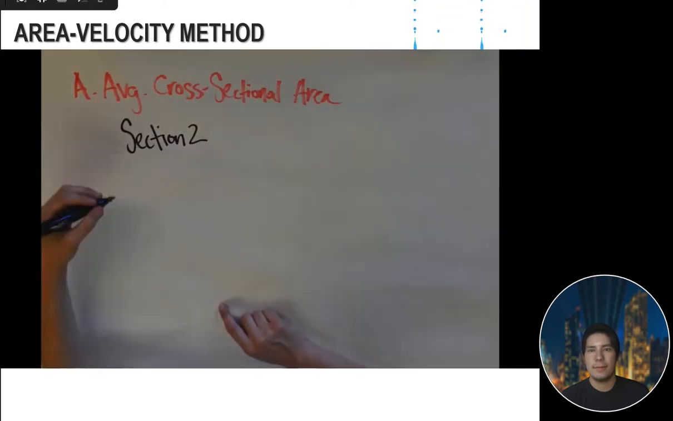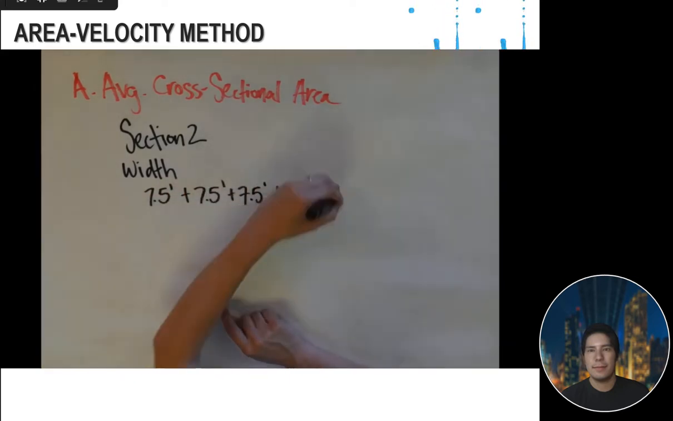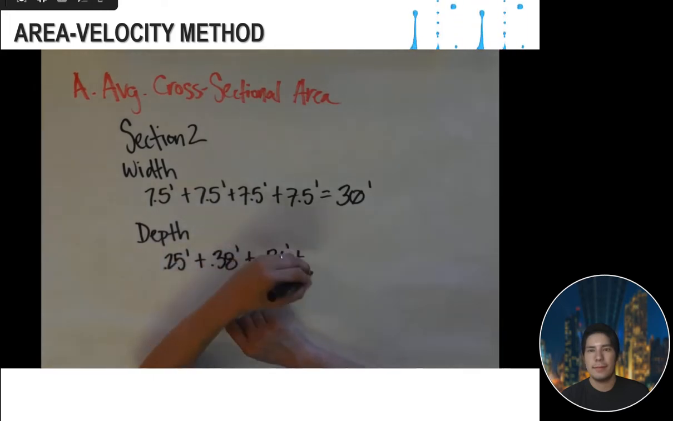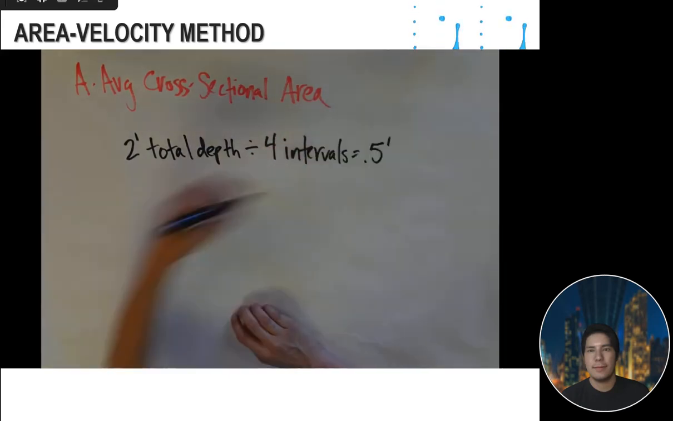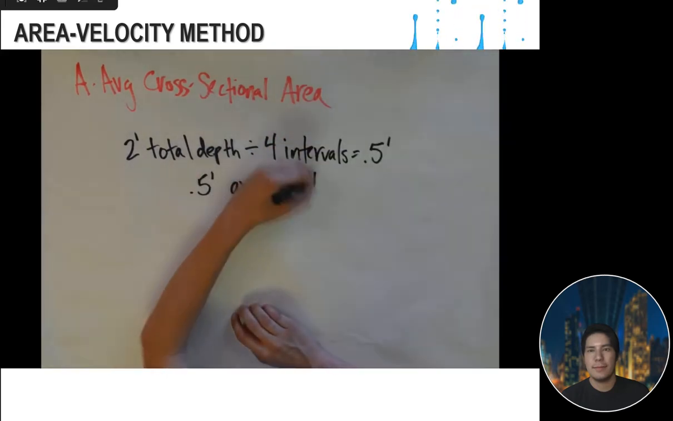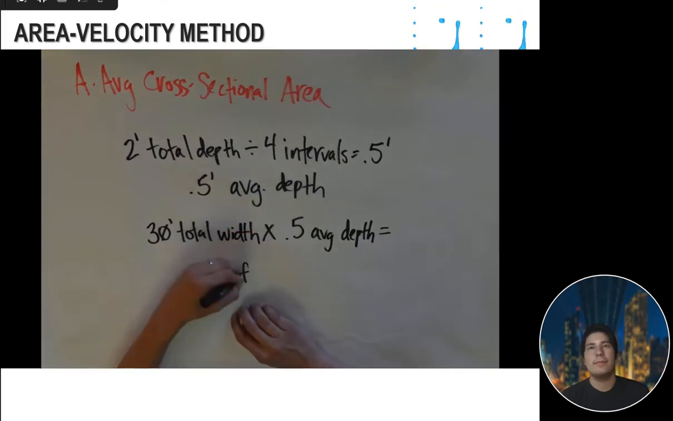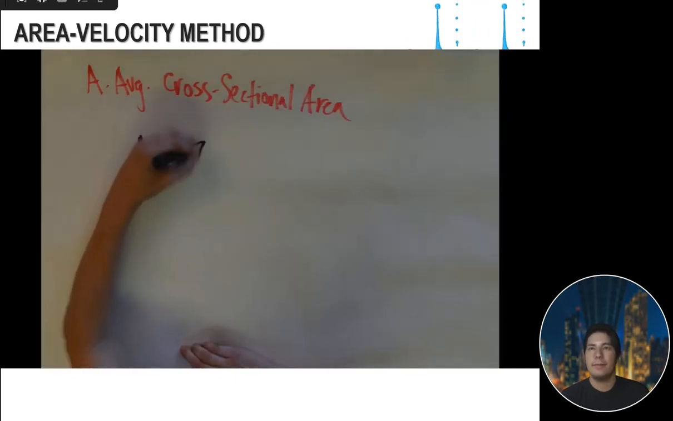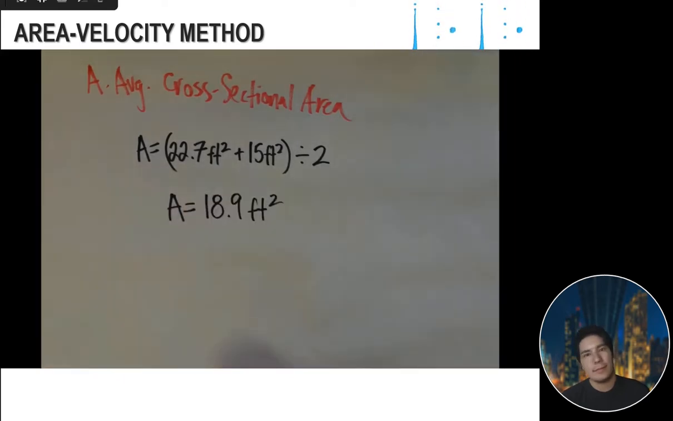And now we're about to do the same for section 2. We're going to total up the total width, and then we're going to total up the total depth. Just like last time, we're going to take our total depth and divide that by the 4 intervals, and that'll give us the average depth. Then we take the total width, multiply that by the average depth, and we're almost ready to calculate A. Now we take the figures that we got for section 1 and section 2, divide those by 2, and that gives us A, an answer of 18.9 feet squared.